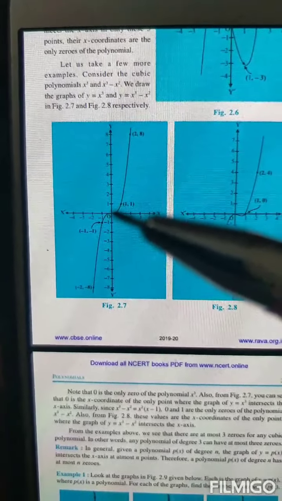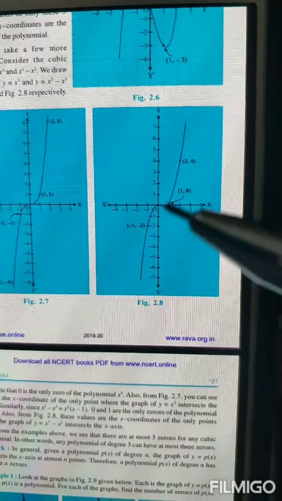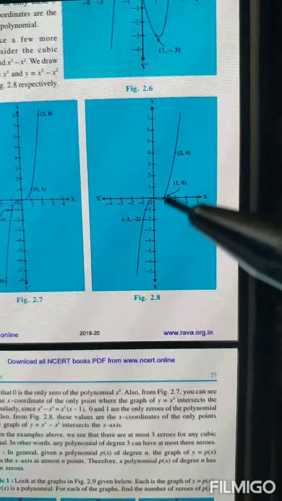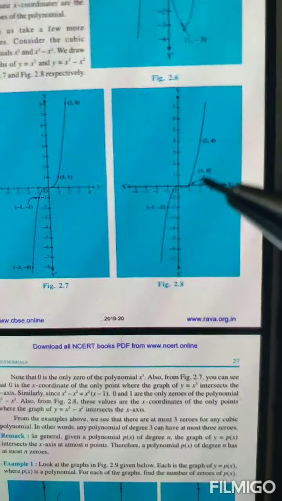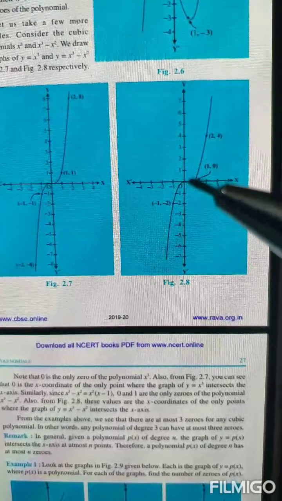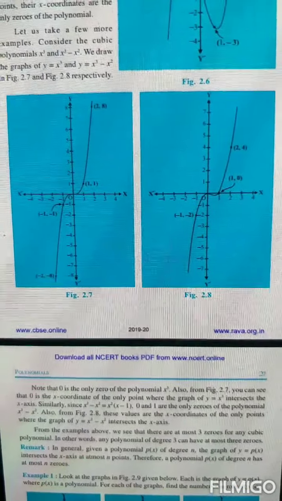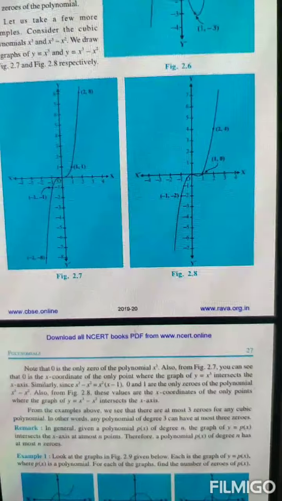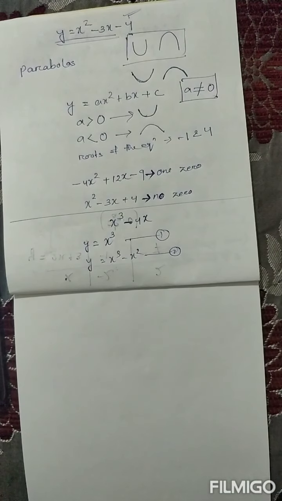We have to take x is equal to 0. So in the second graph, what do you think? How many zeros are there? There are two zeros. One is 0, another is 1. You have to see the x coordinate only. So 0 and 1, there are two zeros. So in the case of a cubic polynomial, there are maximum 3 roots or 3 zeros. There may also be no zeros, there may be 1 zero, 2 zeros, but maximum there are 3 zeros.